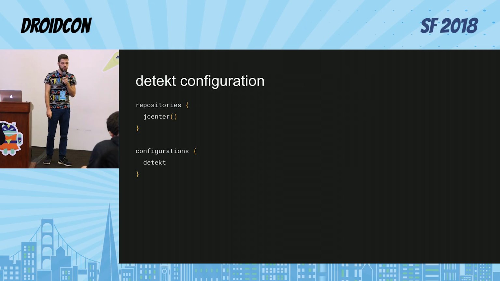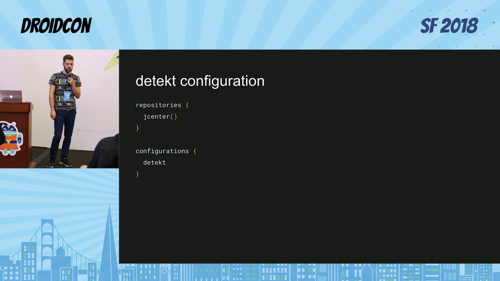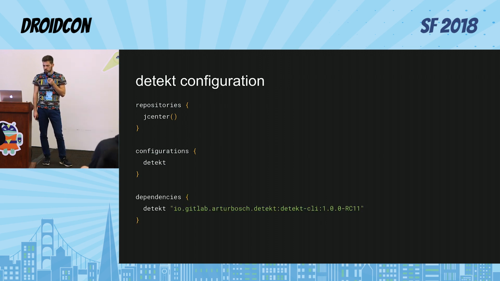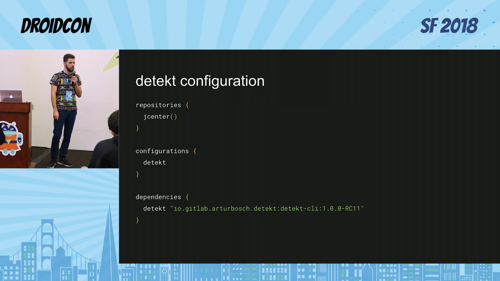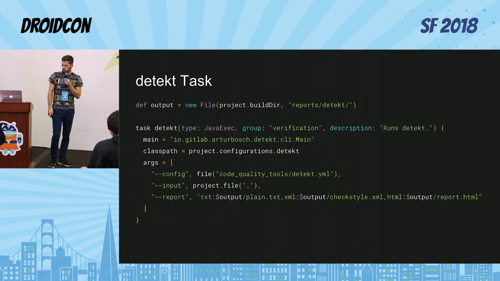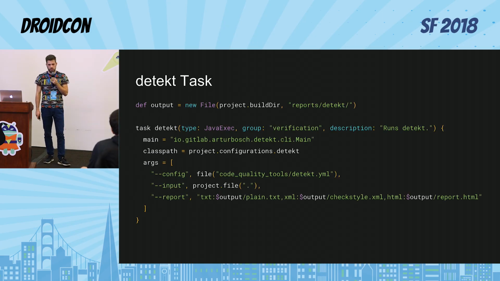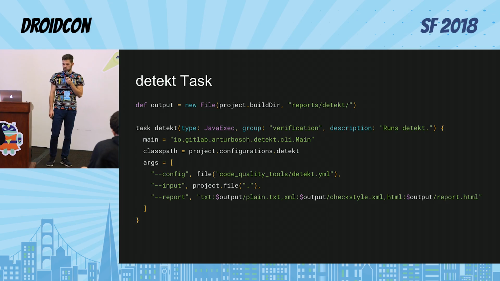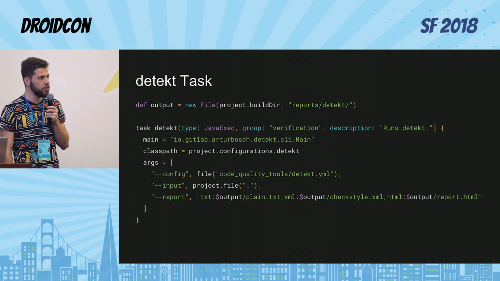Then I'm creating a new configuration for Detekt, because I don't want to have it on the same class path as our normal dependency, so it's not being bundled into the APK. And then I add the command line interface, basically the jar, as a dependency. And then creating the Detekt task, we basically use the Gradle syntax for that. So it's a Java execution task.